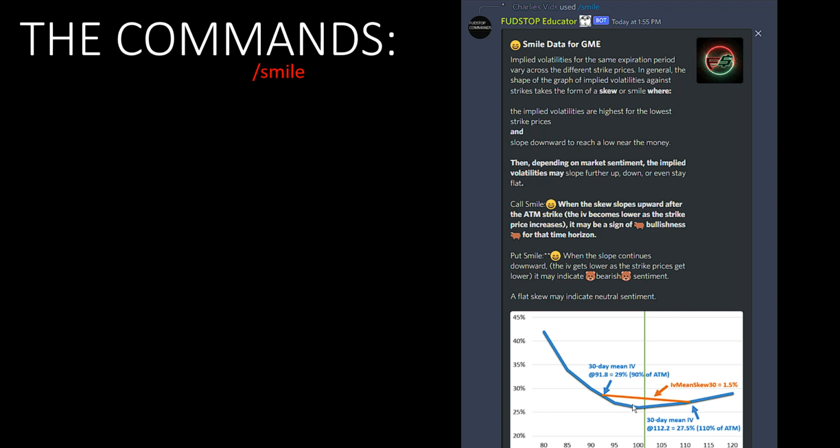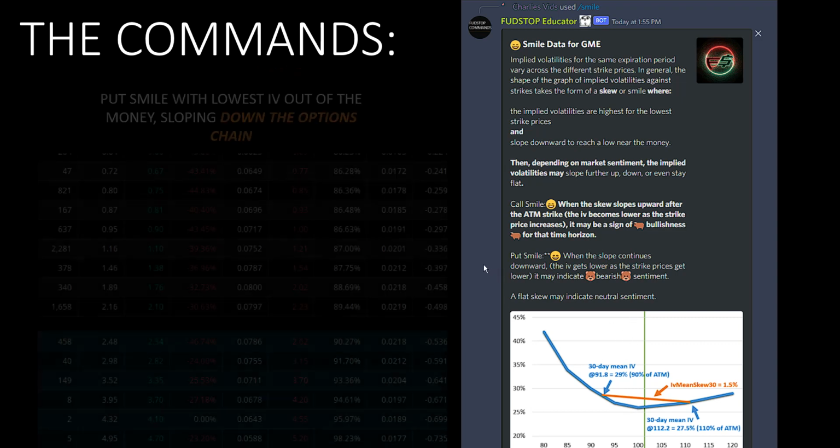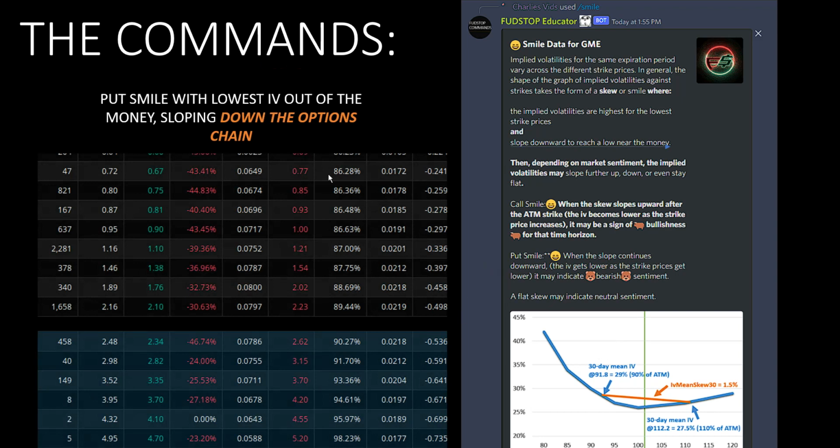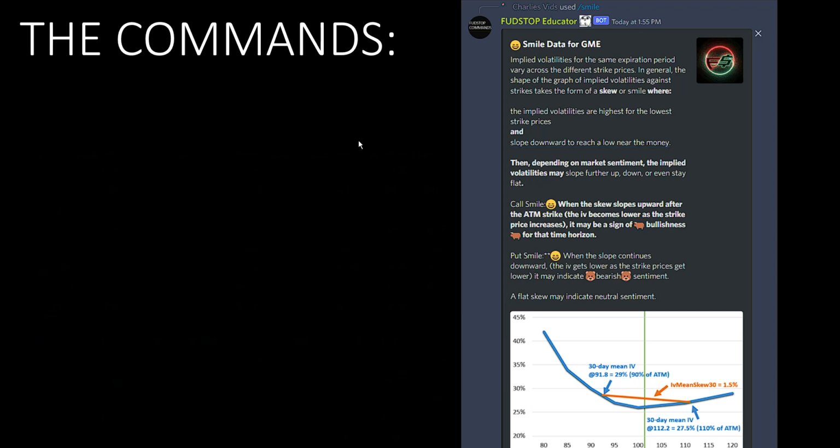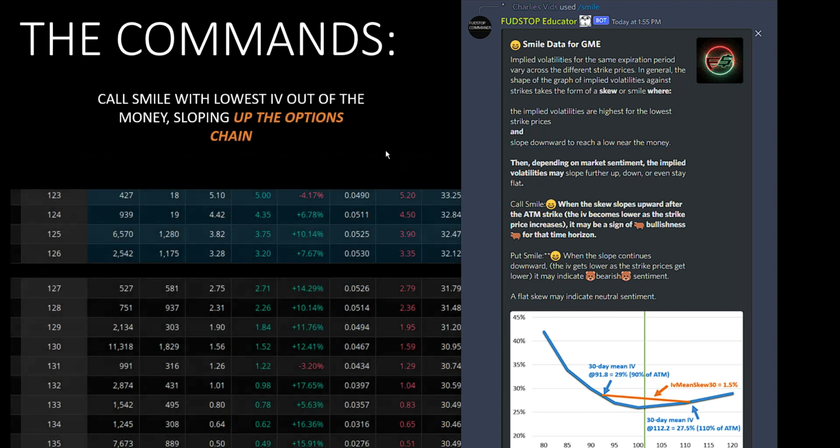And then here's an example chart for what a skew looks like. This will not change with every ticker. This is just a generic example. So a put smile is with the lowest IV out of the money sloping down in the options chain, like what we see here with GameStop for next week. A call smile, with the lowest IV out of the money sloping up in the options chain, is what we see here with Walmart.